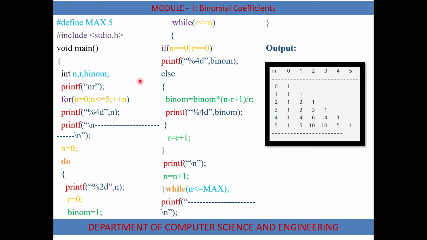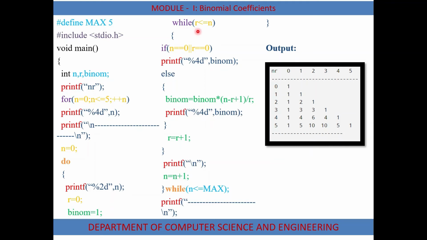Again check the condition. See here we have do while. Within this do while we have one more while loop. So first this inner loop will be executed. If this inner loop fails, then only the control jumps to the outer loop. Now the value of r is incremented by 1. So check the condition, while r less than or equal to n.